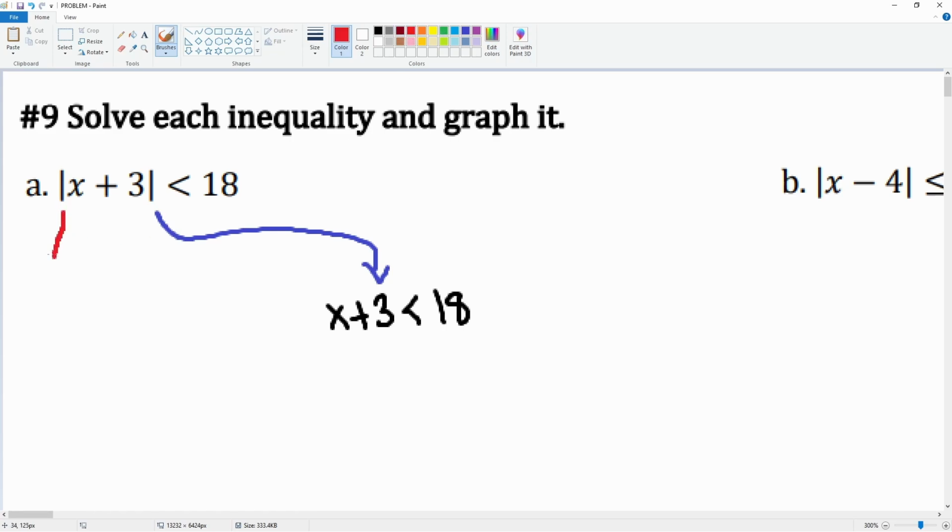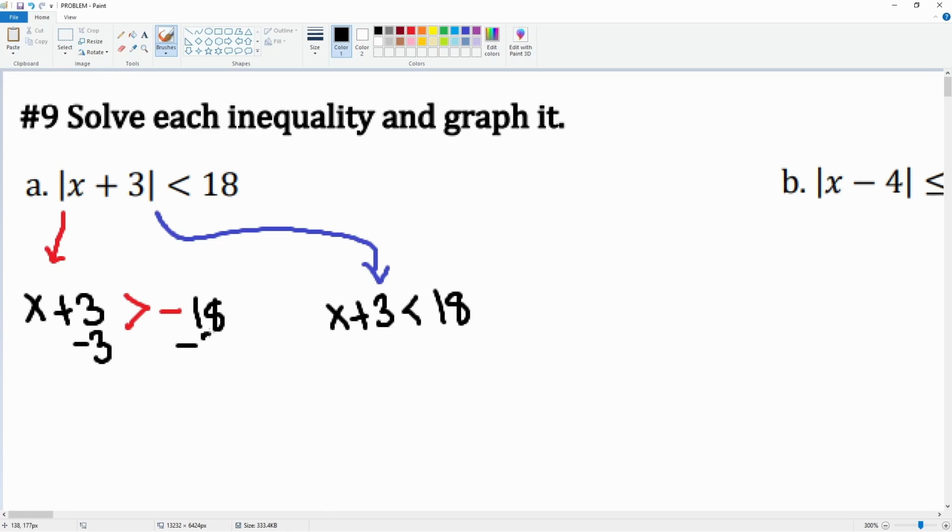Then this is going to be the negative version. Be careful with the negative version. So you have x plus 3 is greater than negative 18. However, the inequality also flips because it has the negative value here. Make sure you remember that. So this is how you split them.